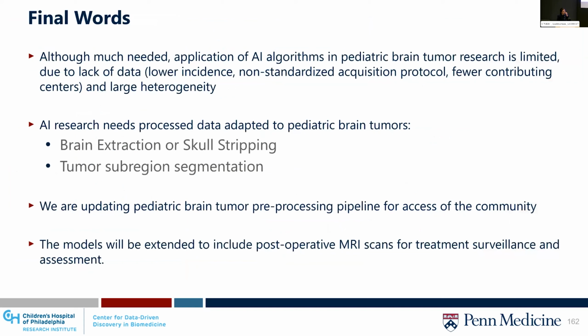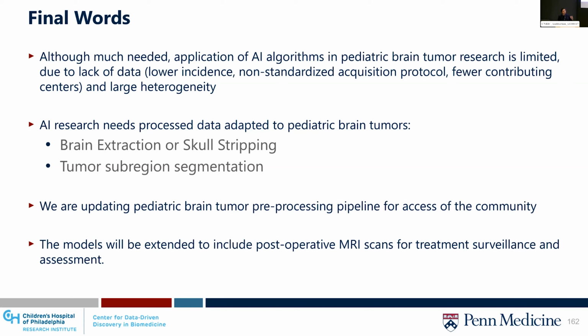So in conclusion, even though it is much needed and everybody admits that application of AI in pediatric brain tumors is necessary, it is limited because mostly we don't have enough data. Some of it is because of lower incidence, which is good. In general, we don't want any children to have brain tumors, but to be able to cure future patients, we need data, retrospective data, to build our models.